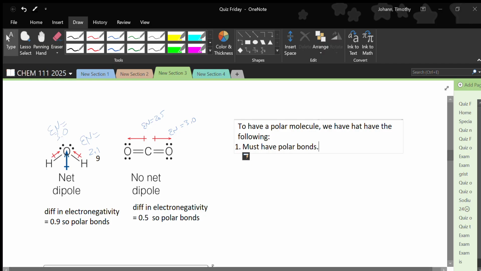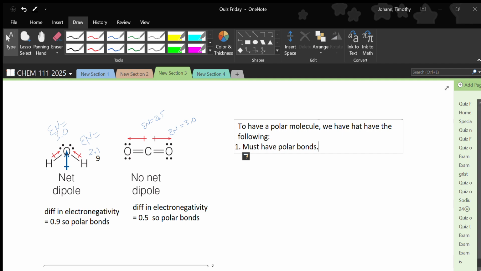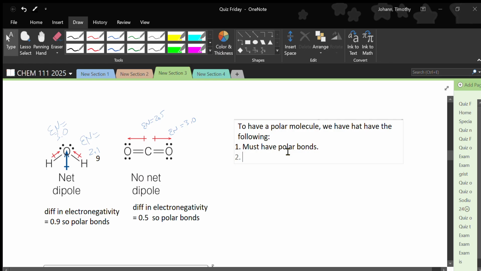All right, and when we talk about having polar bonds, what that means is you have to have an electronegativity difference between at least two of the atoms in your molecule that's greater than 0.5. Okay, 0.5 sticks for that set of rules up above. All right. And then those polar bonds must not be symmetric.